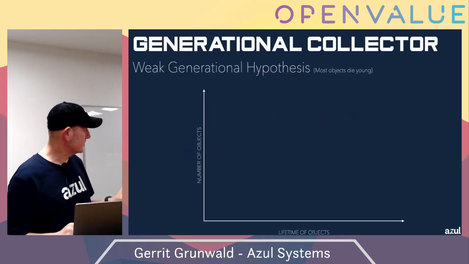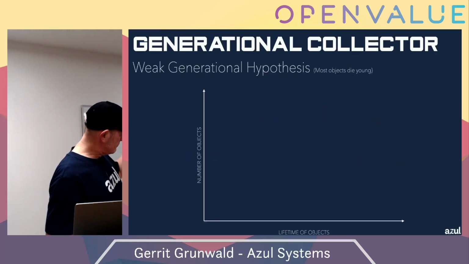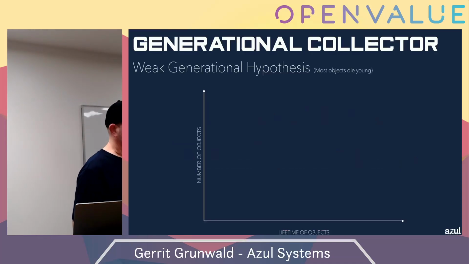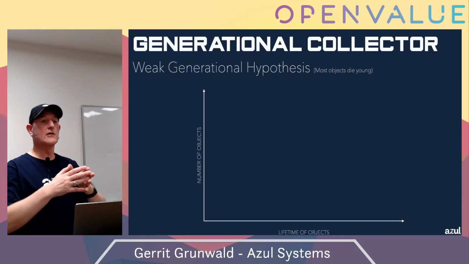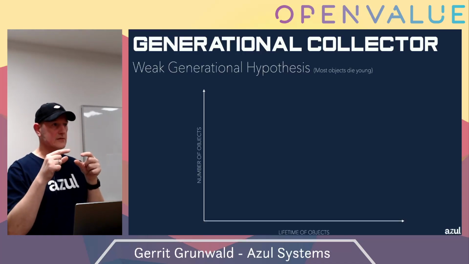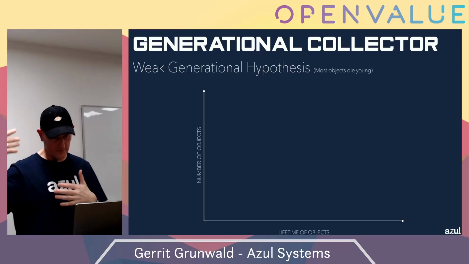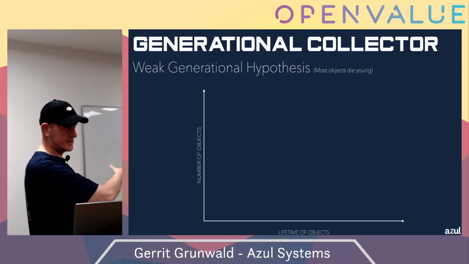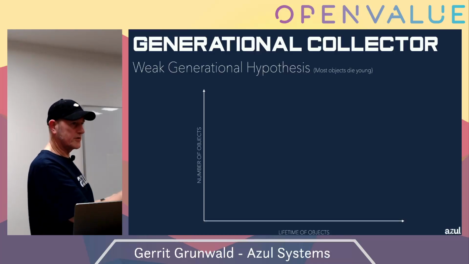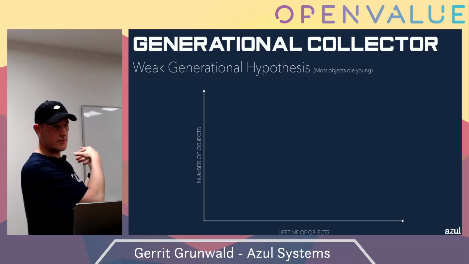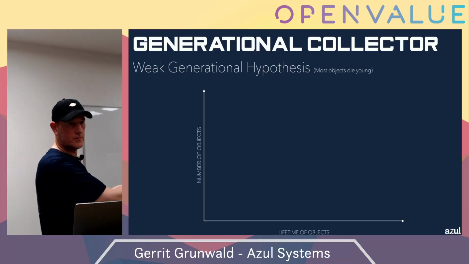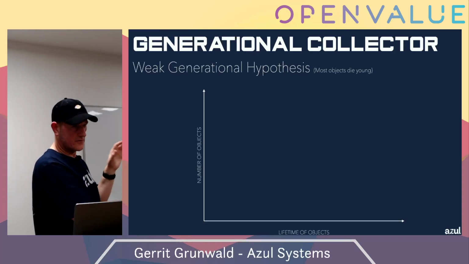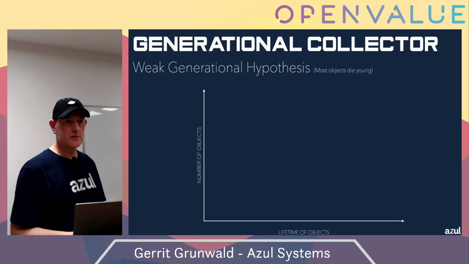And it's pretty simple. You have to know the weak generational hypothesis: most objects die young. And the reason for that is pretty clear. Because it's a good practice to write a lot of small methods, right? So that means every time you call a method, you get a stack frame on the stack. When you return from the method, the stack frame will be removed. That means the references will be removed. You create garbage. Lots of small methods means lots of garbage, okay?